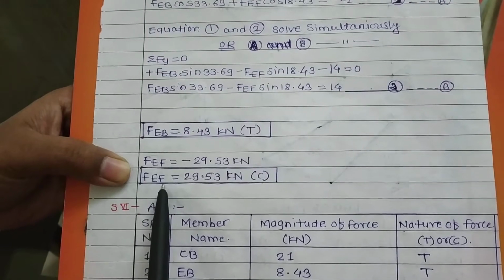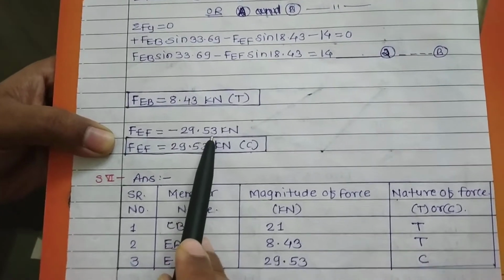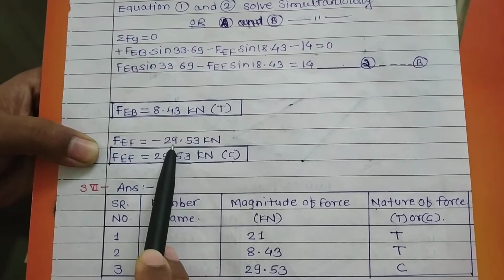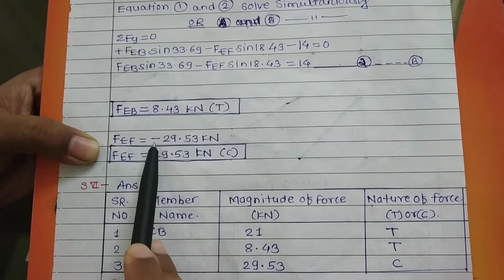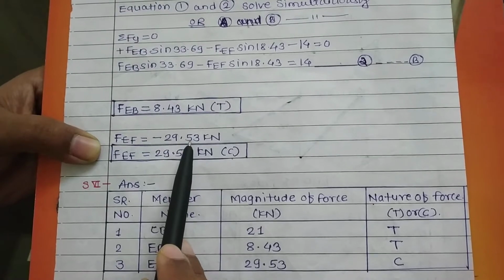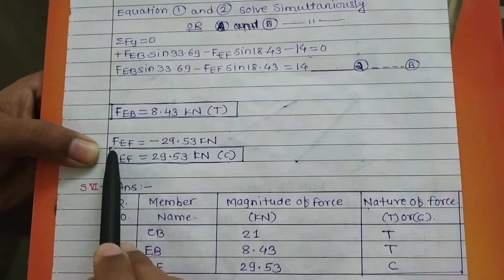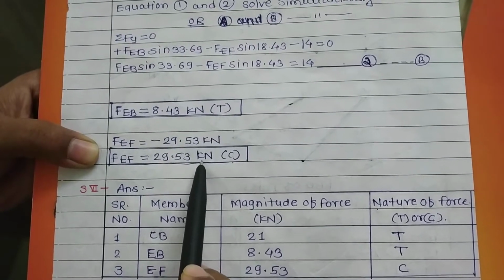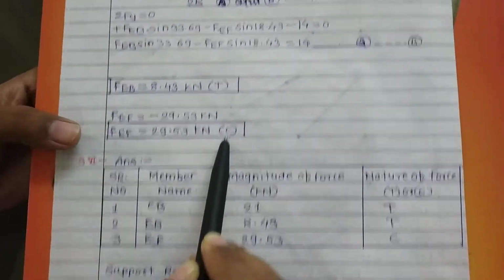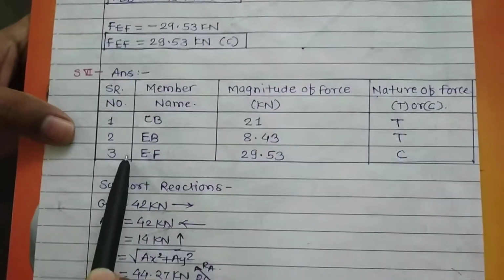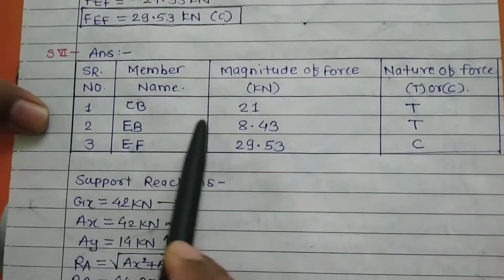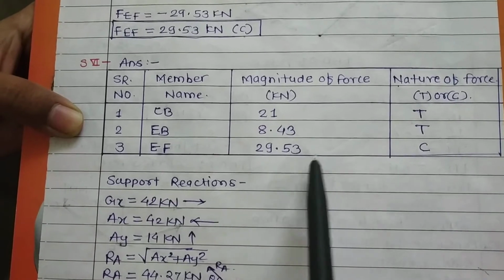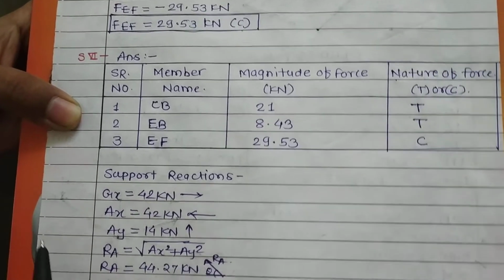Then the member EF comes as minus 29.53 kilonewton. It means that we assumed tension but answer comes minus. It indicates that the nature of the force EF is compressive. That's why it is 29.53 kilonewton compressive. Tabulate your answers. The members which are asked in magnitude and nature, and represent them like this.